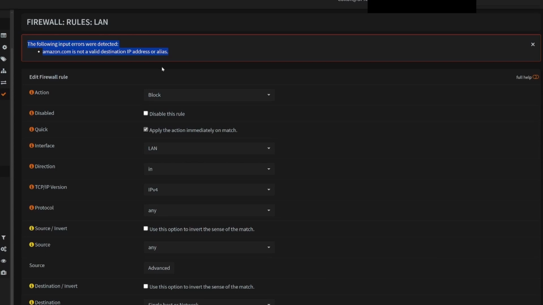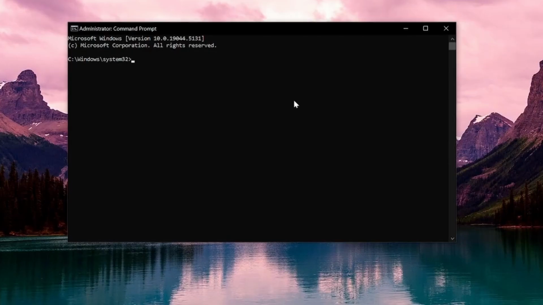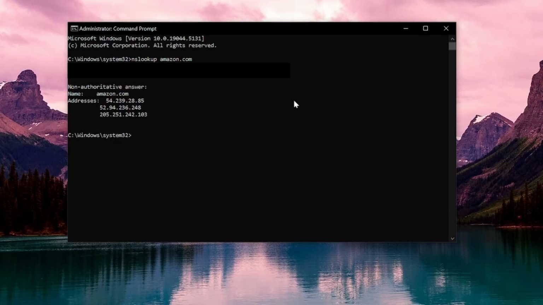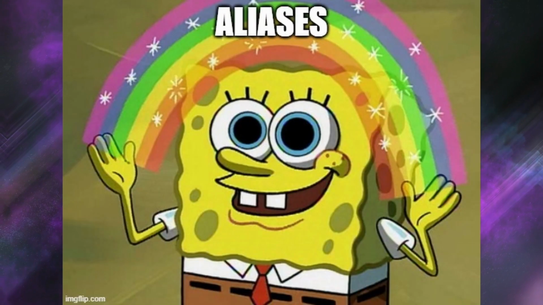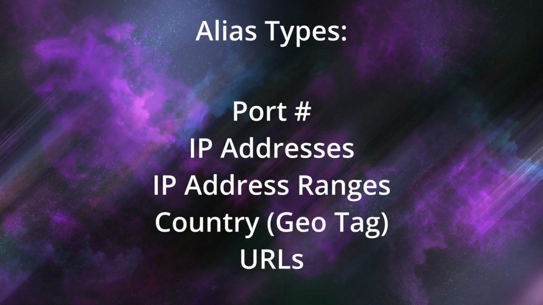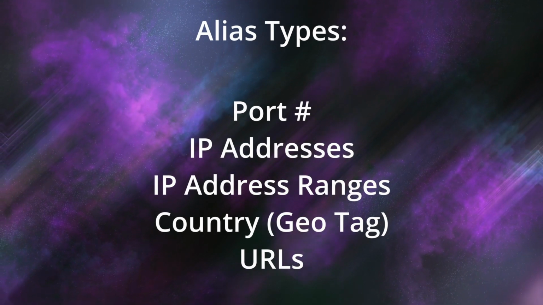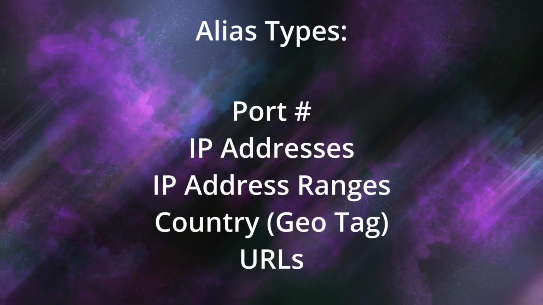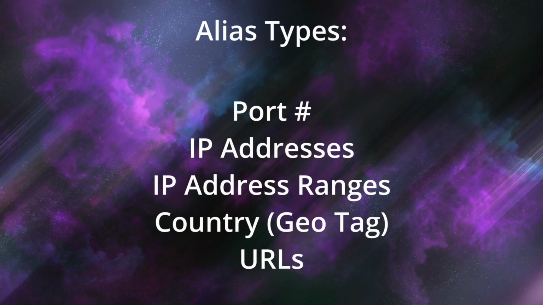So we could go out and do an NS lookup on the website name to get its IP address, but there's a good chance that website will have multiple IP addresses. So instead of making a rule for each IP address, which, by the way, can change over time, we can use aliases. Aliases are a way that we can create groups of IP addresses, ports, countries, or even URLs that the firewall will be able to interpret.